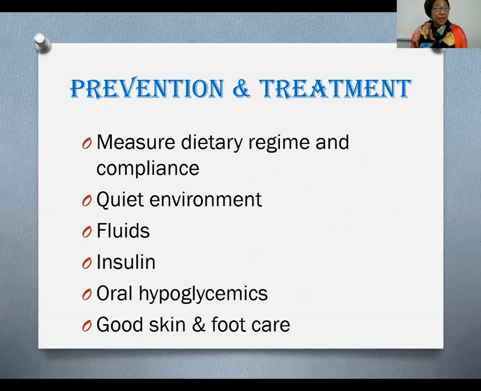Prevention and treatment: measured dietary regime and compliance, quiet environment, fluids, make sure they are drinking. They can either be on insulin, so make sure they are getting their insulin at the right time. Oral hypoglycemic: some people are not necessarily on insulin, but they will take a diabetes pill, a tablet form. And then others, you just make sure they have a snack. Diabetic people need to have a snack even at bedtime because their blood sugar might drop during the night.